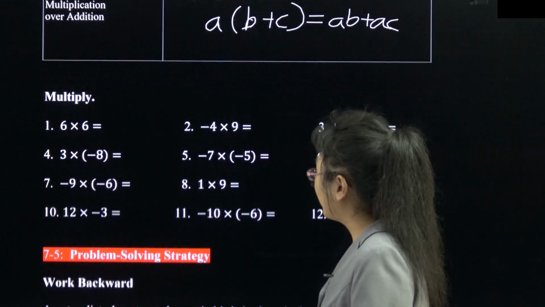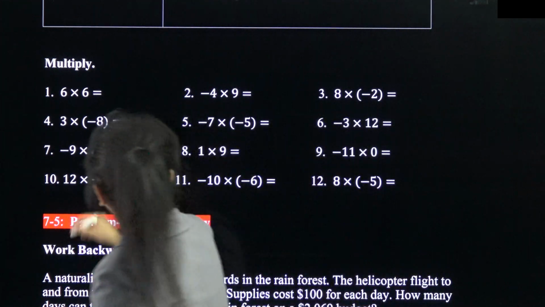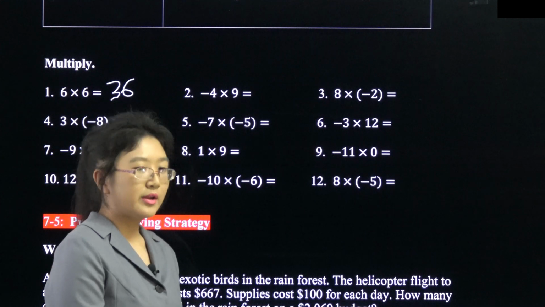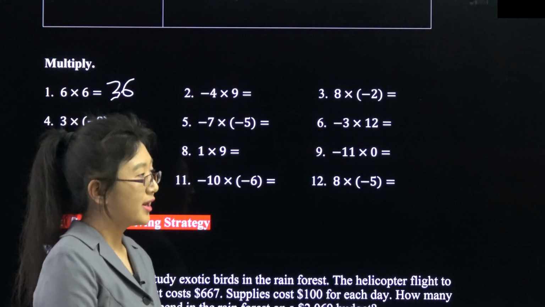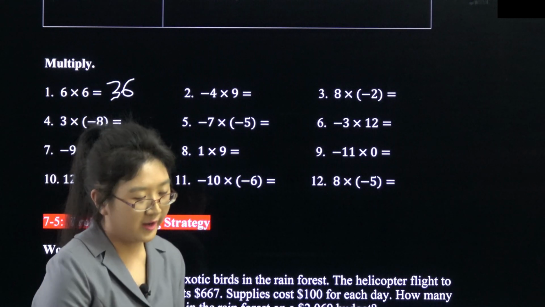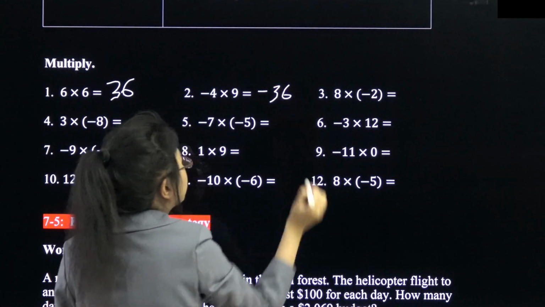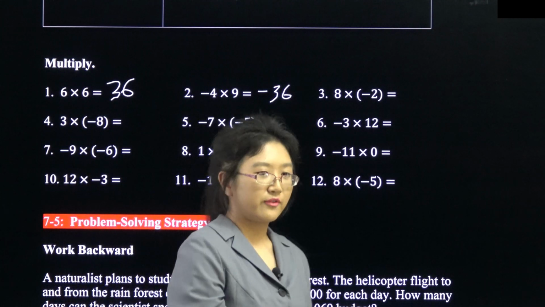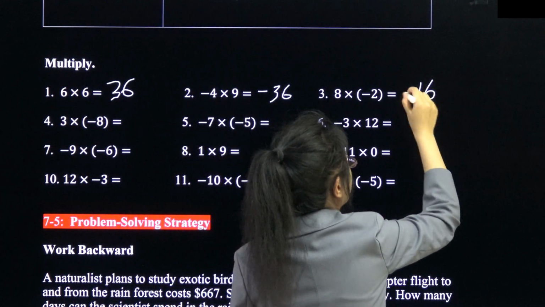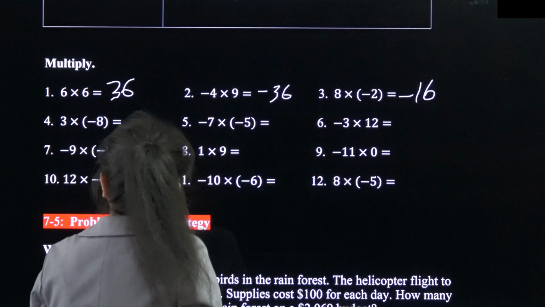Now we're just going to do some good old multiplication. So 6 times 6, I'm sure we've seen this. It's just classic 36. Negative 4 times 9. You're still going to multiply like normal. So 4 times 9 equals 36. But these two numbers don't have the same sign, so it's going to be negative 36. 8 times negative 2. 2 times 8 is equal to 16, but these guys don't have the same sign, so it's going to be negative 16, because negative 2 and positive 8.